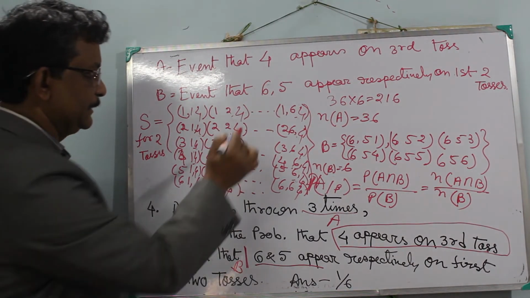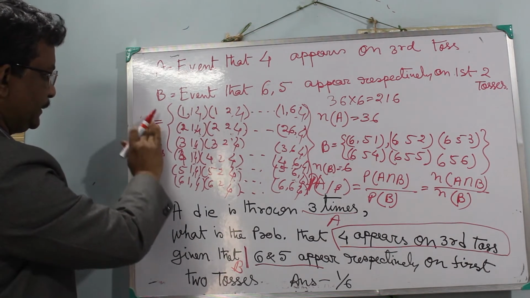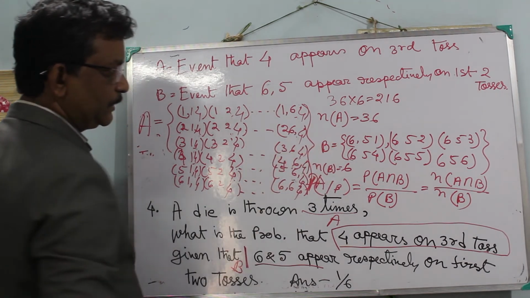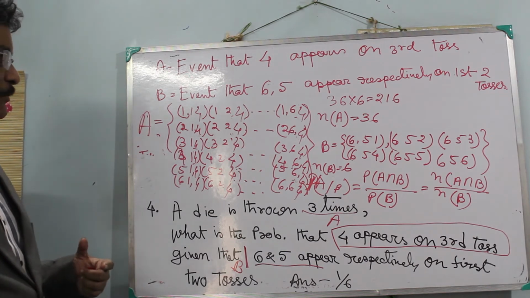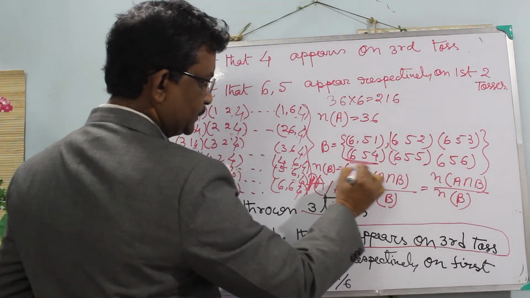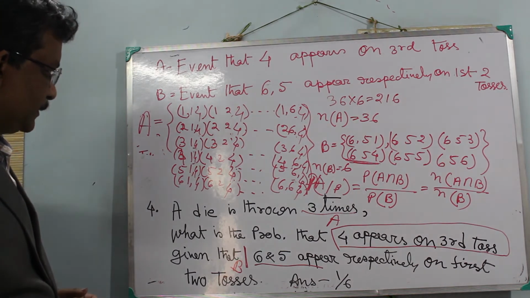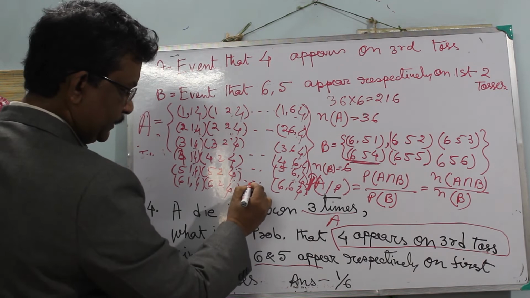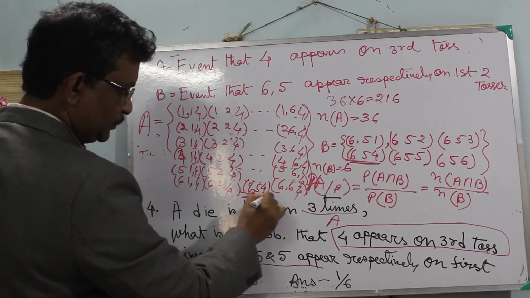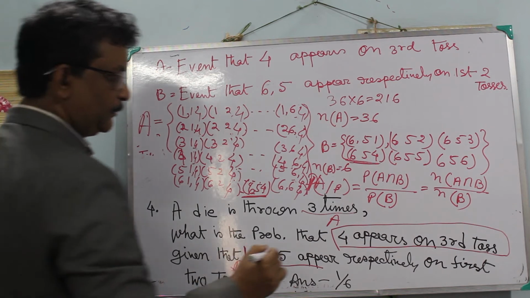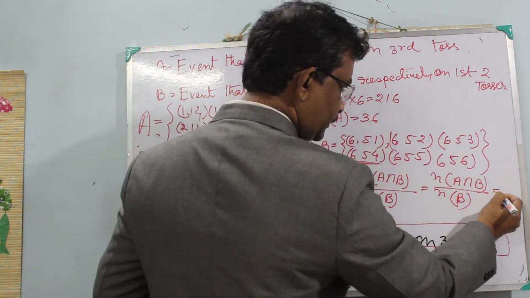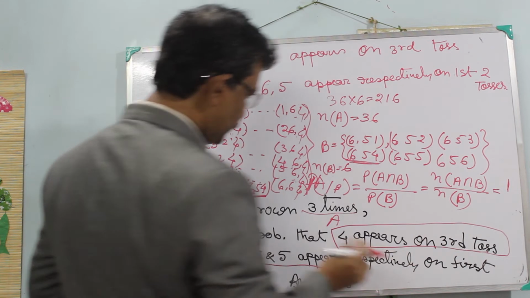So this is A, and this is B. So if it is A and if it is B, what is the intersection between A and B? You see, the intersection is only this element, 6 5 4. This is the only common element. So the number of elements in the intersection is only 1, because that is 6 5 4.